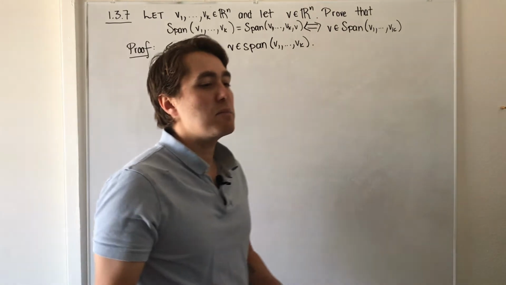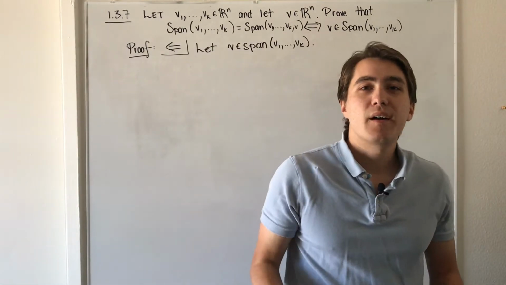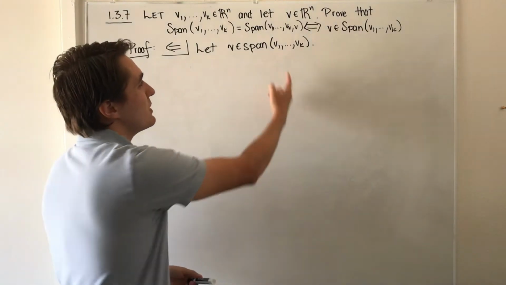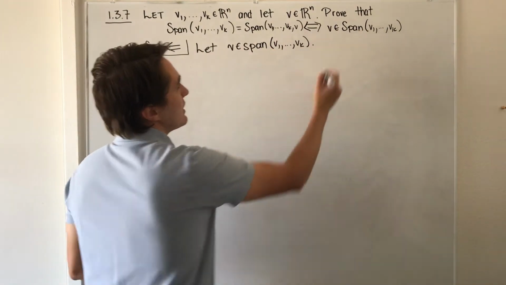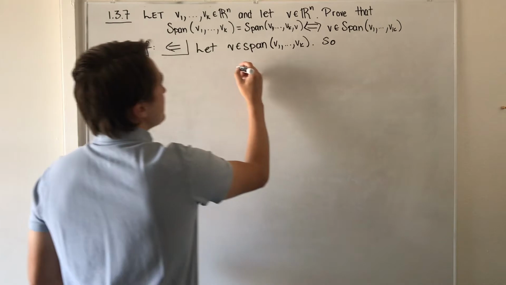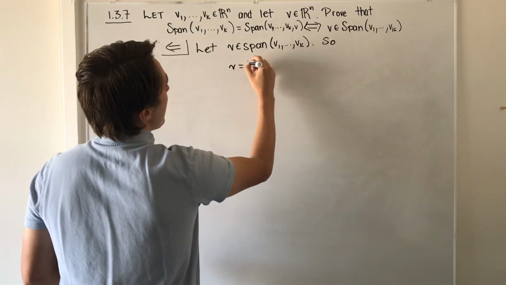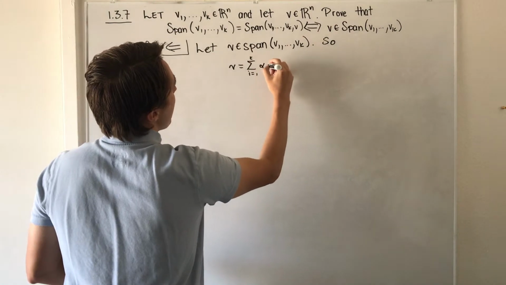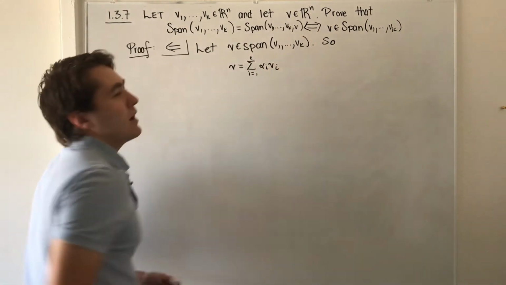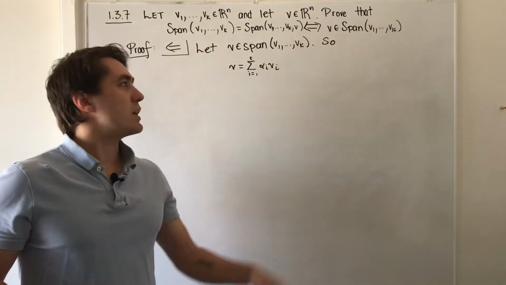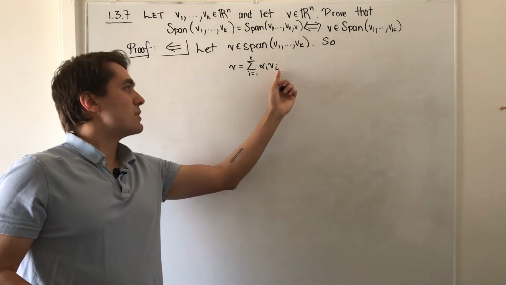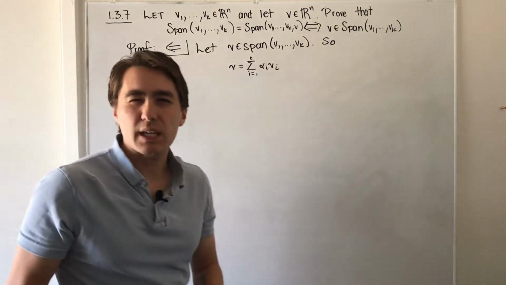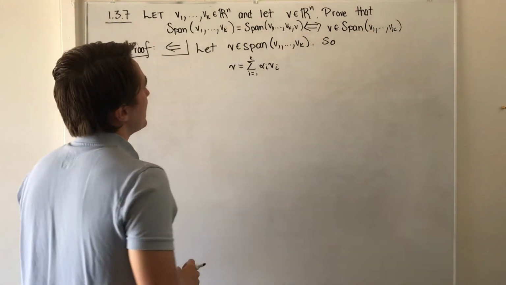Now remember, what does it mean to be in the span of v1 through vk? Well, the span of v1 through vk is just the set of all linear combinations of these vectors. So what we know is that v is a linear combination of these vectors v1 through vk. In other words, it's something times v1 plus something times v2, all the way up to vk. It's just some linear combination.